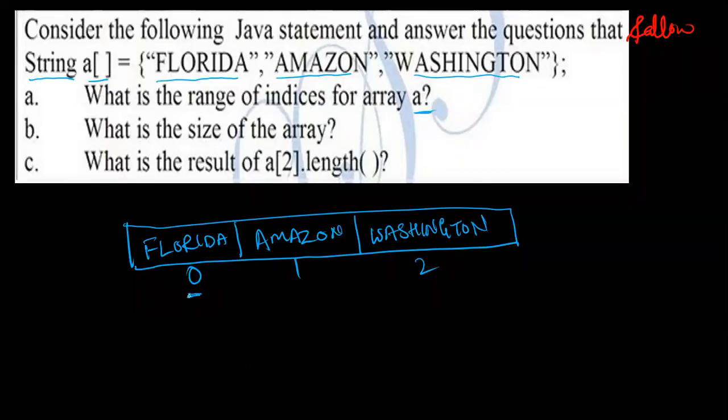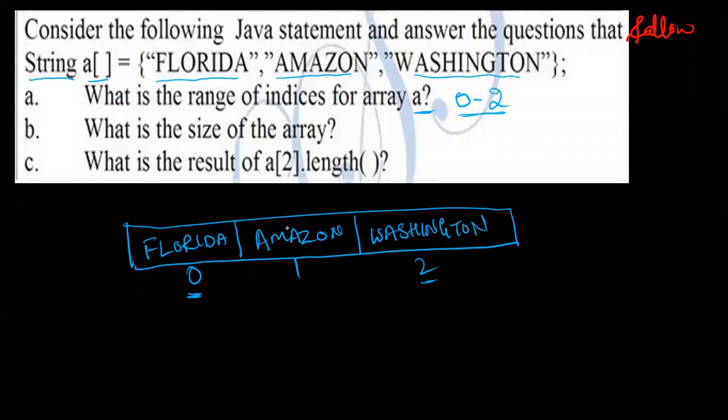What is the starting index? 0. What is the highest index? 2. So what is the range of indices? 0 to 2. That's it. Only this is the question they asked: what is the range of the indices?